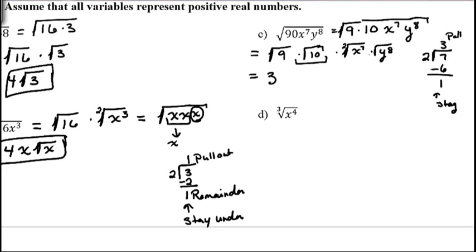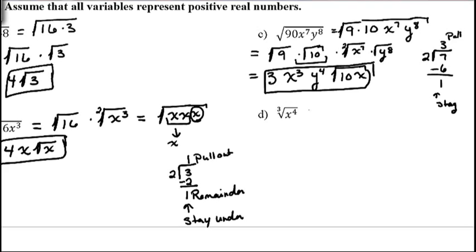Okay, so when we simplify this, we would be able to pull out x cubed, and then we can't take the square root of the 10, and we still have this one remaining x left underneath here, so we'll write those there. And then you can take the square root of y to the 8th, it's y to the 4th. So our final answer then is 3x cubed y to the 4th times the square root of 10x.